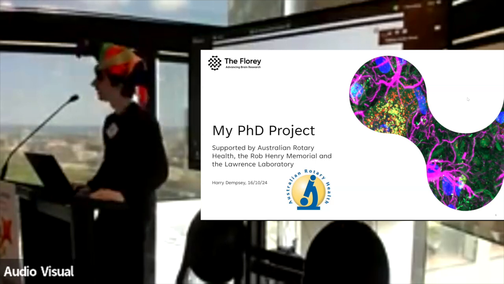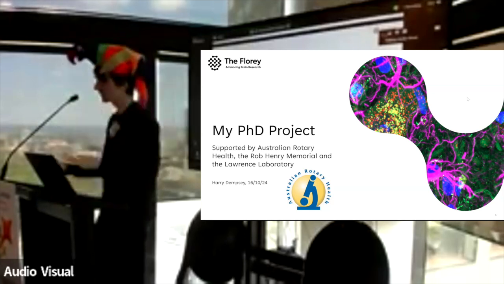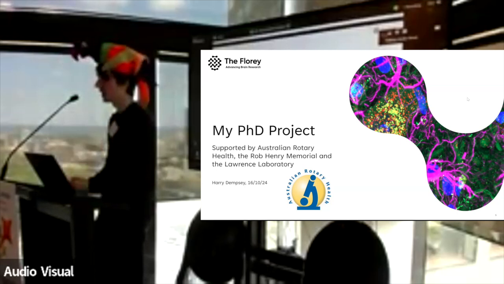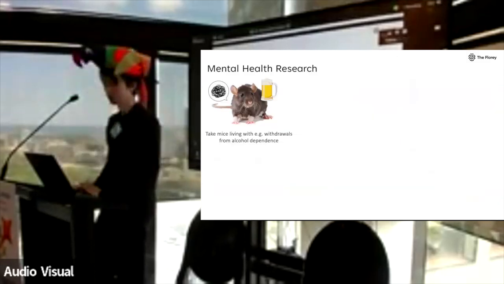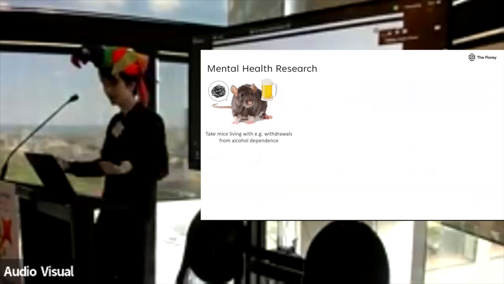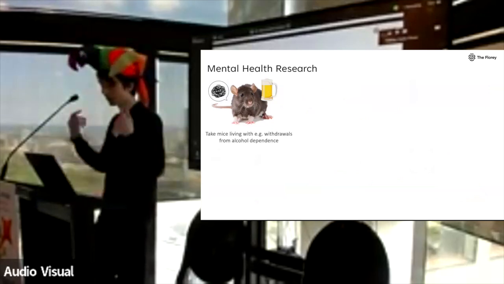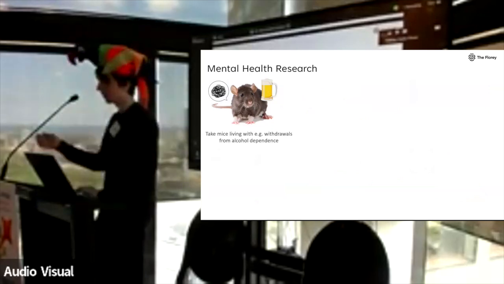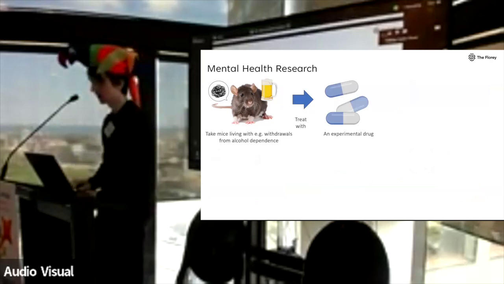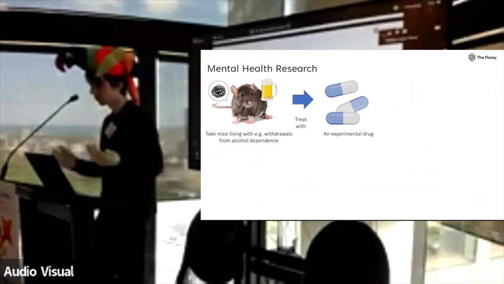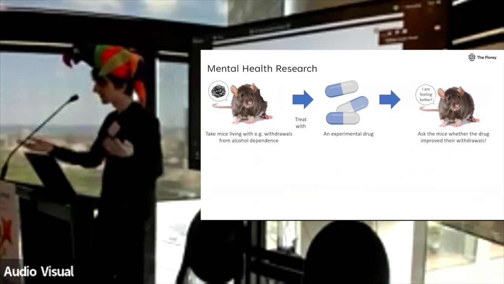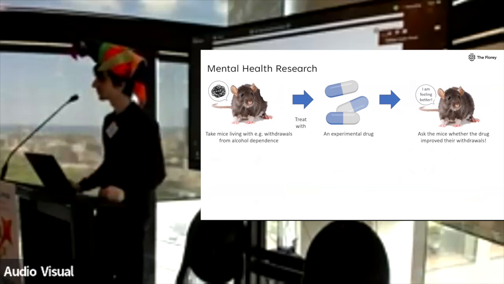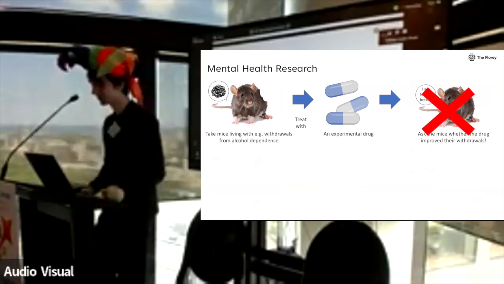Now I'm going to go into an example of a human mental illness, which is alcohol use disorder, and how it can be simulated in mice for research. So let's take some mice living with withdrawals from alcohol dependence after a lot of alcohol exposure over time. Researchers may treat them with an experimental drug and then ask the mouse, has this drug improved your withdrawals? But of course, mice can't talk, so we can't do this.